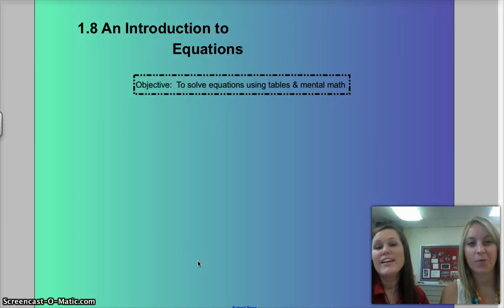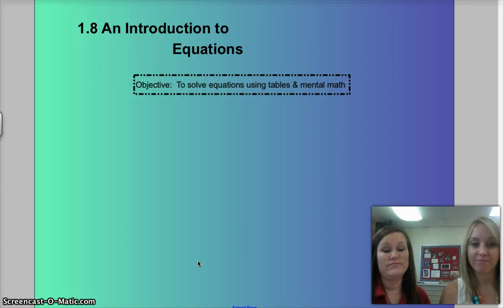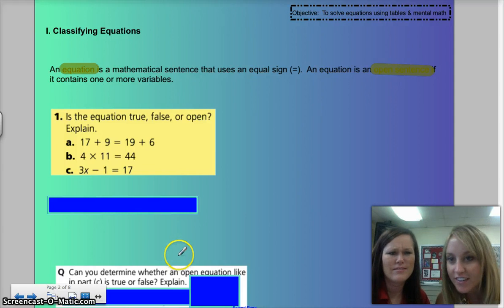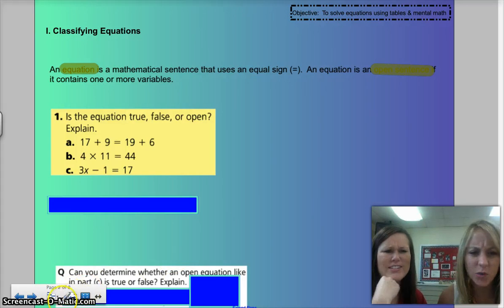Hey. Hi. 1.8 Intro to Equations. This is getting to the real deal stuff. Let's go. All right. What's that? Looks very weird. Squint, guys. Squint. Okay, so we're going to classify equations.